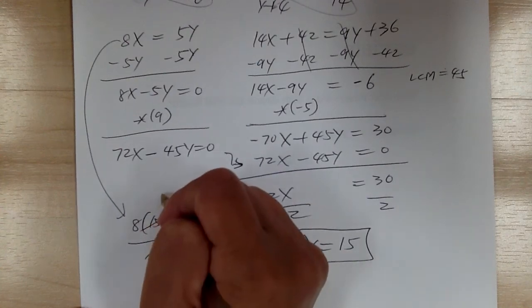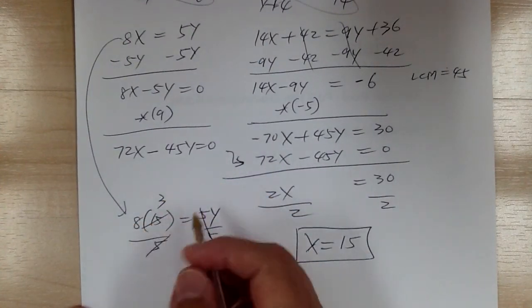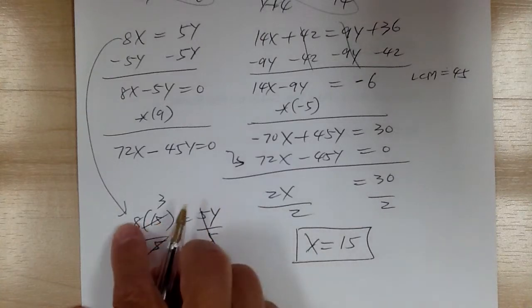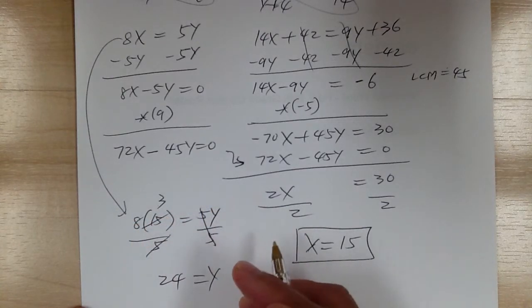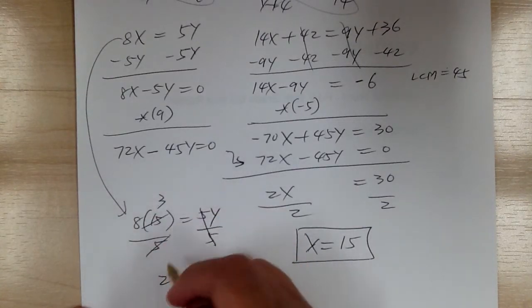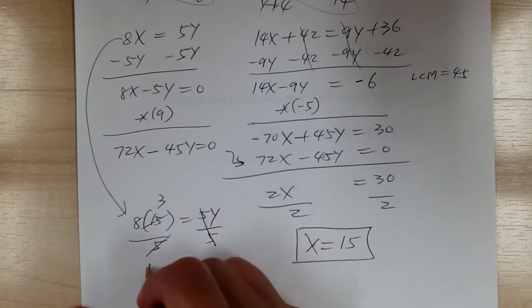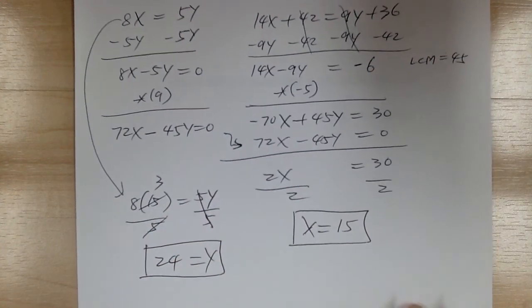See, 5 and 15, you can cancel. So 3 times 8 is 24. So don't multiply out into a big number and try to reduce. So cancel as much as you can before you multiply out. Okay.